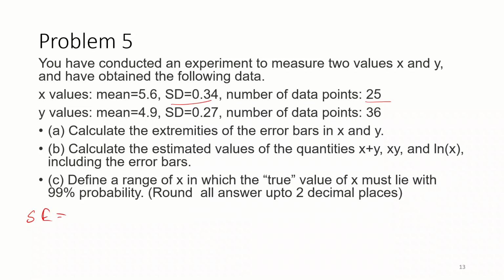Nobody remembers? It is the standard deviation divided by the square root of the number of observations. So in case of x, the standard error will be 0.34 divided by root 25, that is 5.